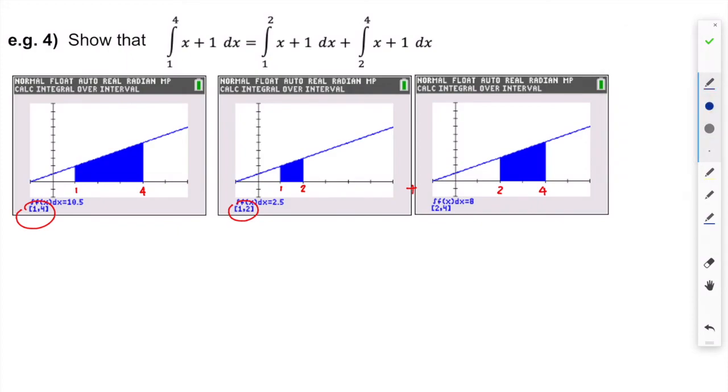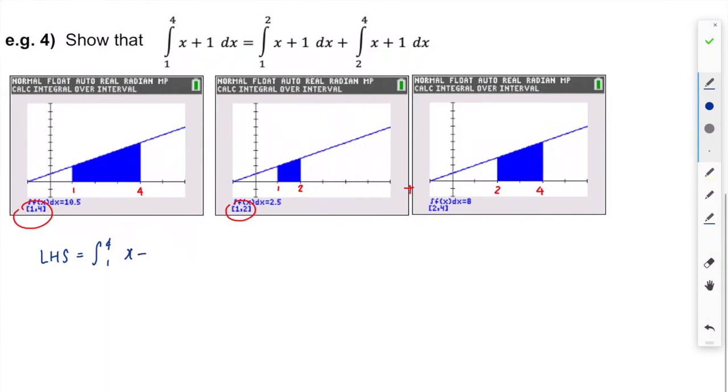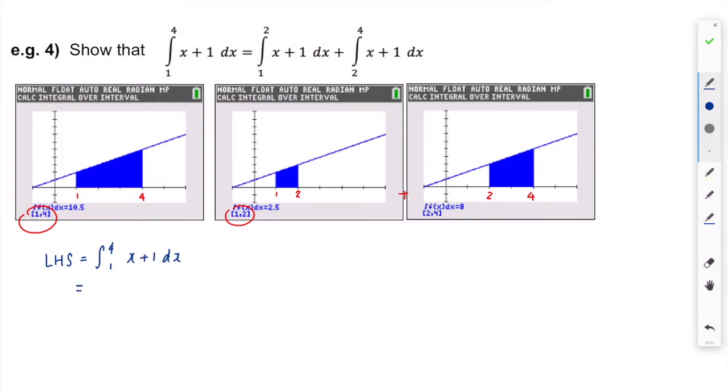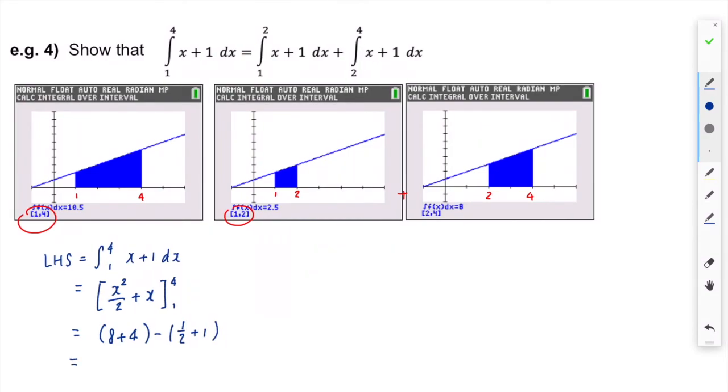We can also show this algebraically. So let's look at the left side. When I evaluate this, the antiderivative is x squared over 2 plus x from 1 to 4. Substituting 4 into the expression first, I get 4 squared, 16 over 2, 8, plus 4, minus 1 over 2, plus 1. So this is really 3 halves. This is 12 minus 3 halves, so 24 minus 3, 21 over 2.